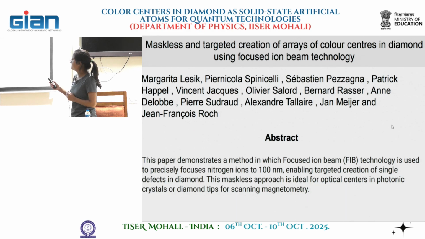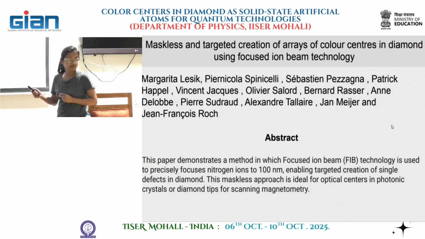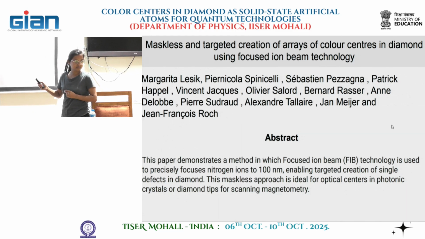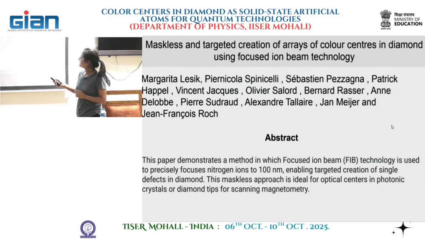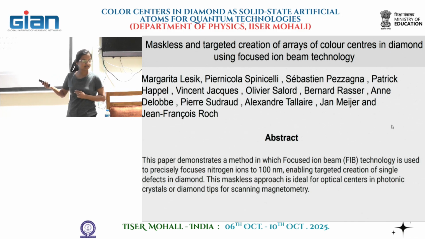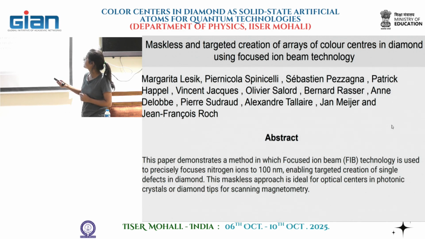The abstract is as follows. In this paper, we are going to demonstrate a method in which we use the focused ion beam technology to generate NV centers, most precisely single NV centers. This technology offers us a resolution of around 100 nanometers, and hence it enables us to target the creation of single defects in diamonds. And this technology is totally maskless. That means we do not need any mask to make the NV centers, and hence it is ideal for generating optical centers in photonic crystals, quantum cavities, or diamond tips for scanning magnetometry.